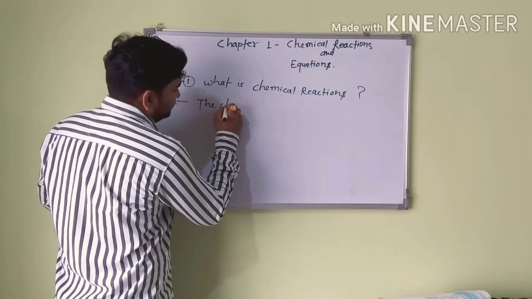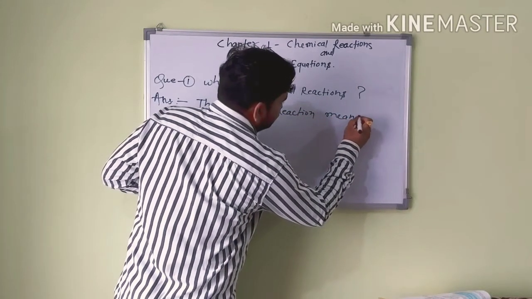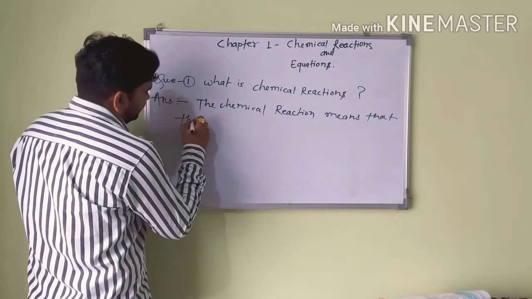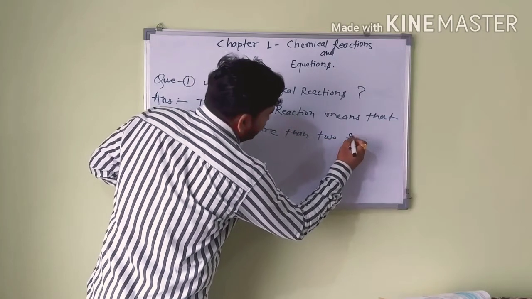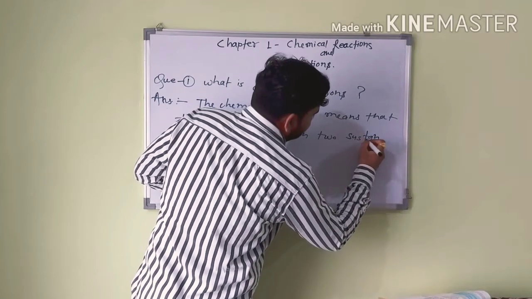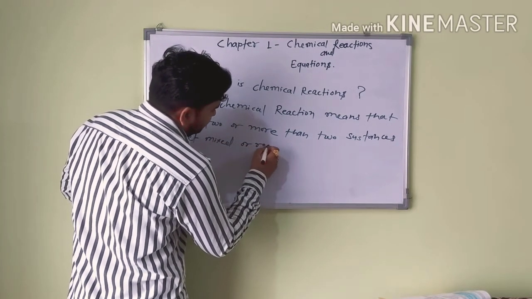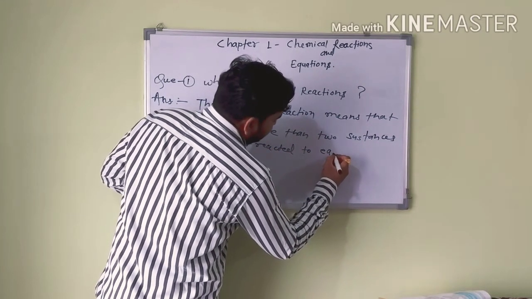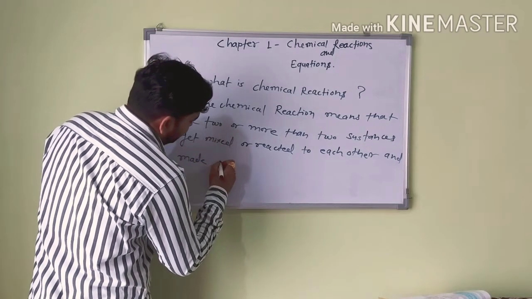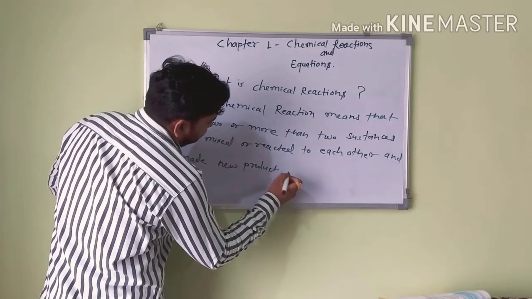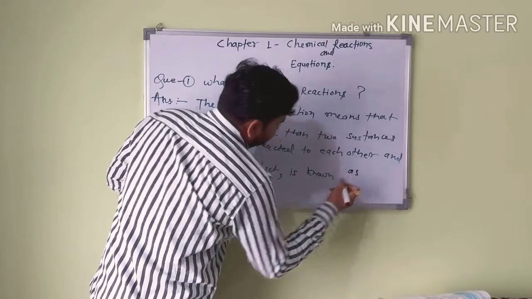The chemical reaction means that two or more than two substances get mixed or reacted to each other and make a new product. This is known as a chemical reaction.